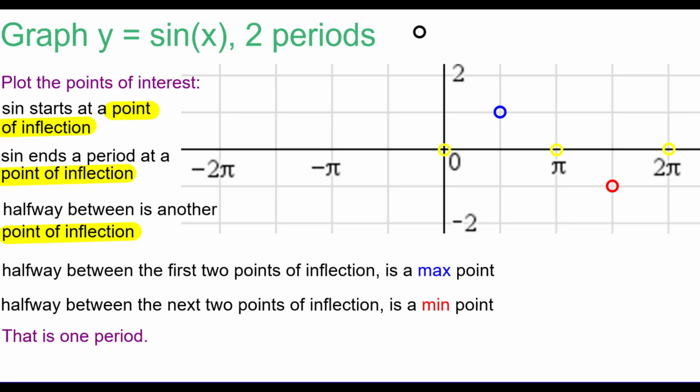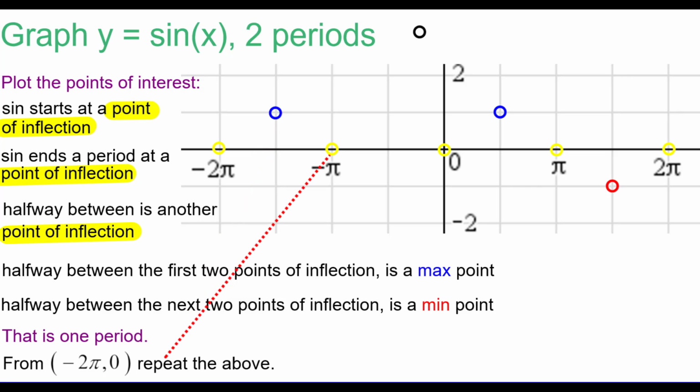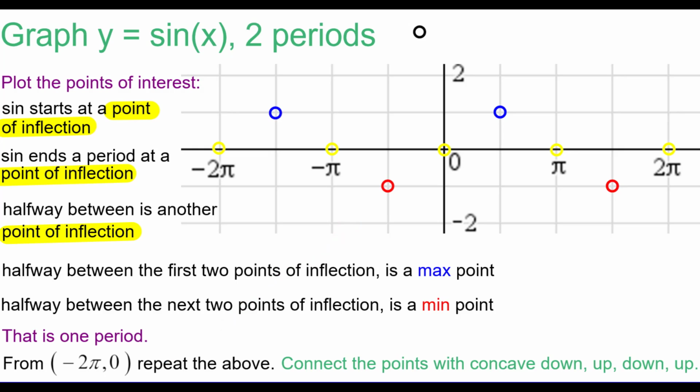That's one period. From negative 2 pi comma 0, let's repeat what we just did. So point of inflection, then up to a maximum, point of inflection, down to a minimum, and then a point of inflection. Connect the points, concave down, concave up, and so on.